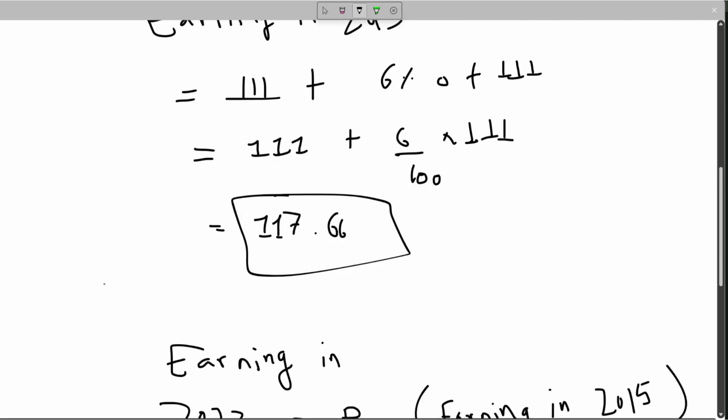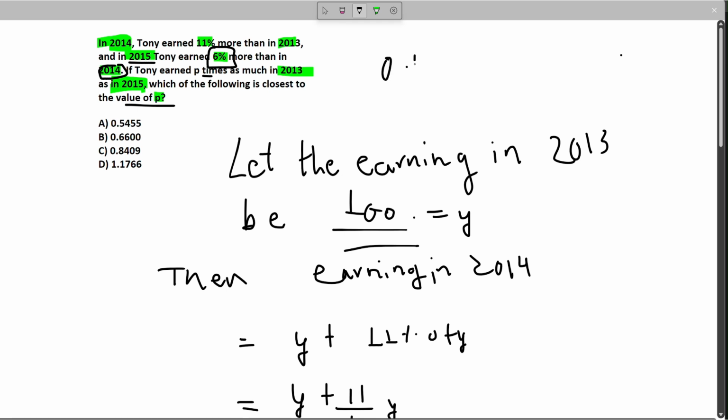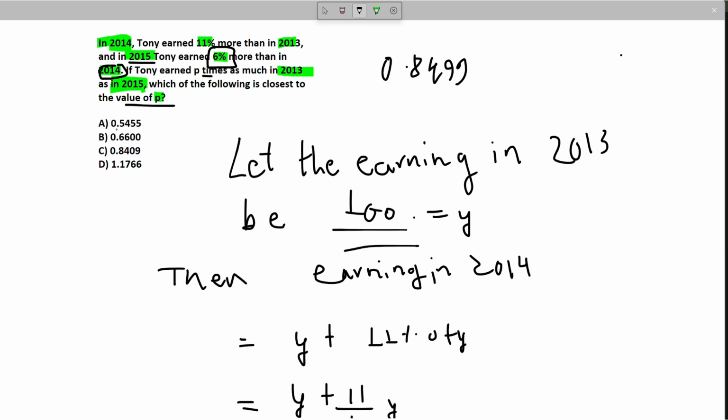So let's see which of the following is closest to 0.8499. We can clearly see that C is closest to this value, so our answer is C.